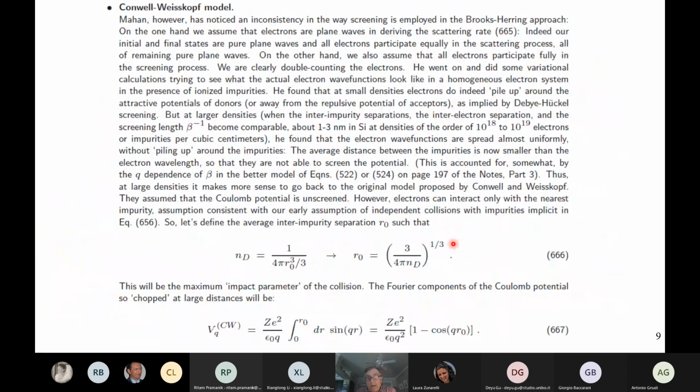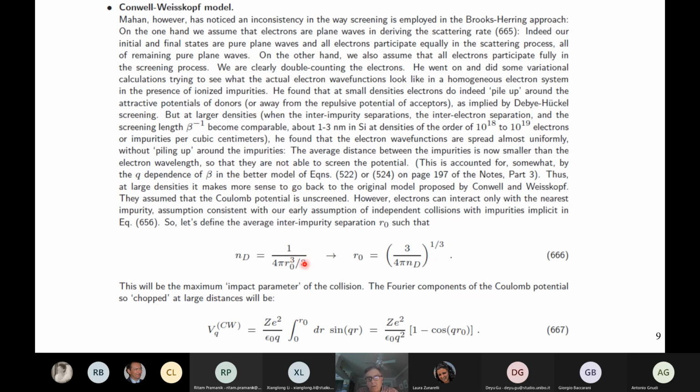So, is it a realistic situation? Well, no, because if we go to very large impact parameters and we're considering one particular impurity, there will be another impurity which has a smaller impact parameter. So it's something that Ridley would later call statistical screening and refine the object. Conwell and Weisskopf said, let's chop the impact parameter to the average distance R0 between the impurities.